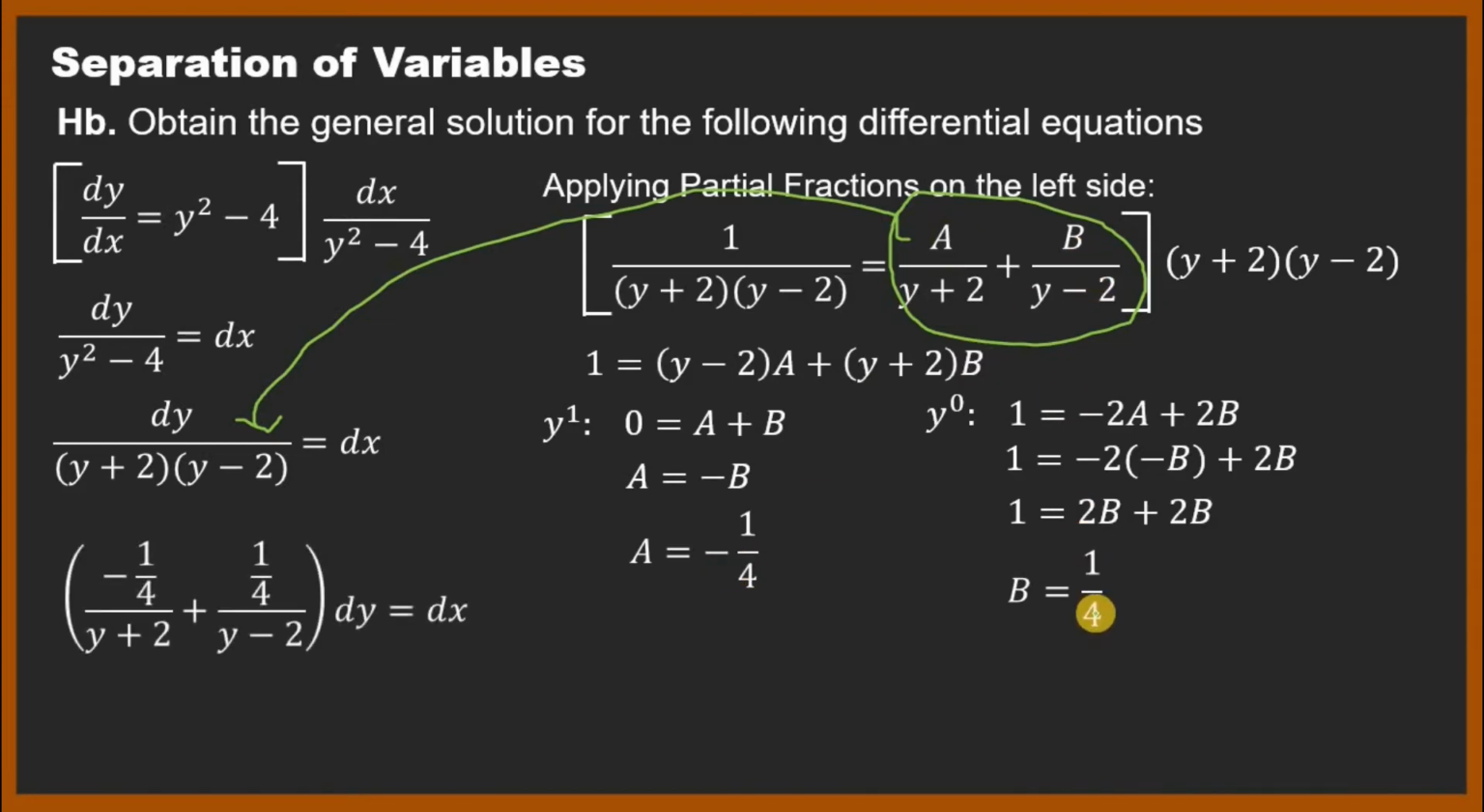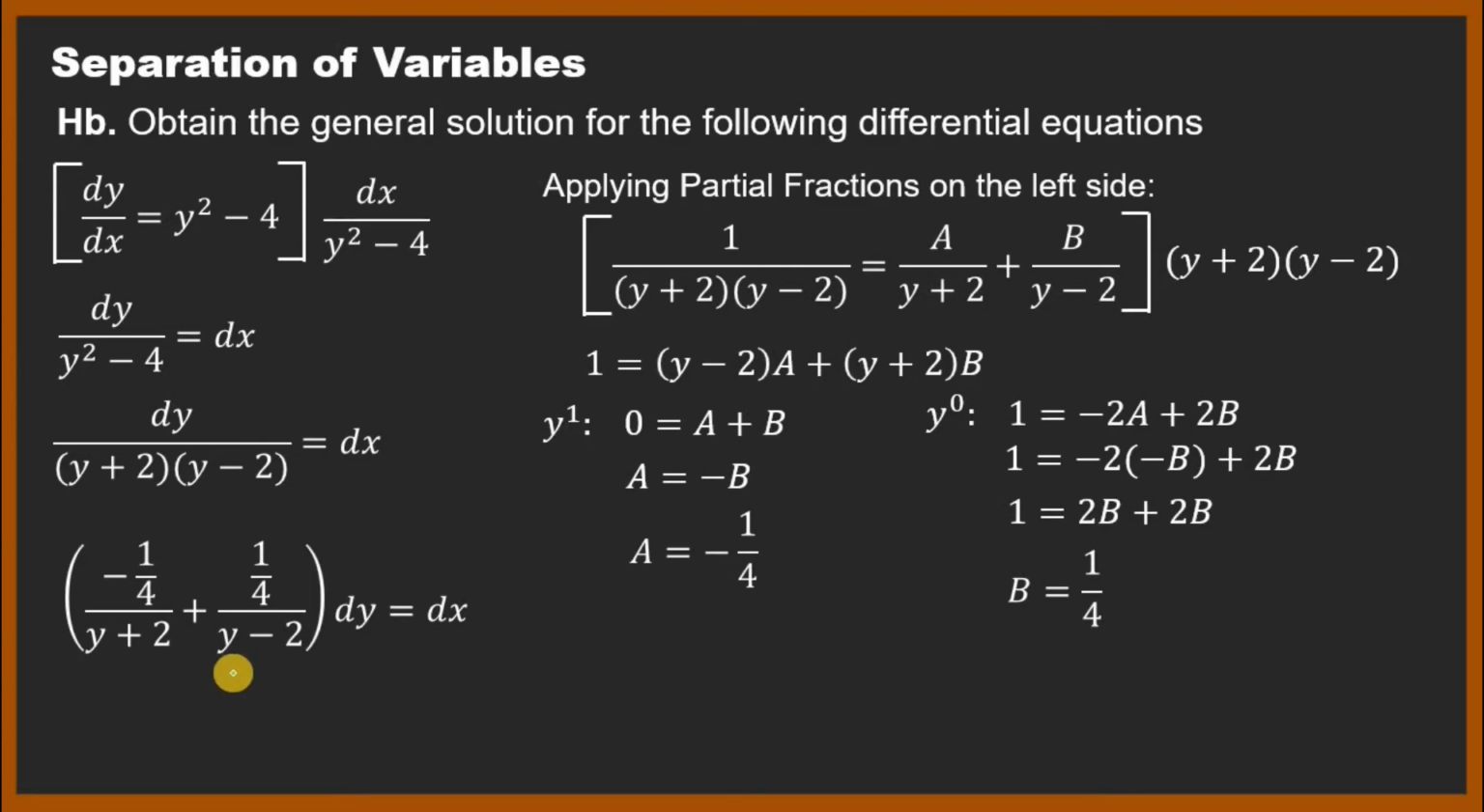So this will become negative 1 over 4, a all over y plus 2 plus b natin is 1 over 4 all over y minus 2 and then tsaka natin siya minultiply kay dy is equal to dx. Ano yung gamit ng pagkuha ng partial fraction na reduce natin etong part na to ng ating equation into this. And then etong part na to, kaya na natin kuhanan ng integral.